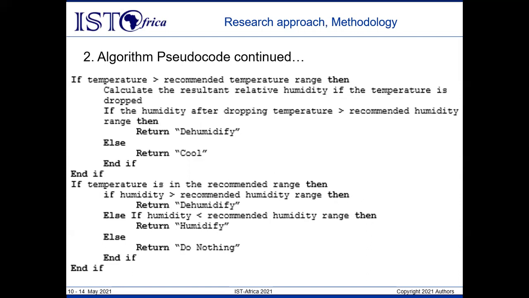But if the temperature is not above the recommended range and it is in the recommended range, we check the humidity now, since the temperature is in the recommended range. If the humidity is above the recommended range, we dehumidify. If it is below the recommended range, we humidify. But if it is also in the recommended range, then we do nothing, since that is the desired state.